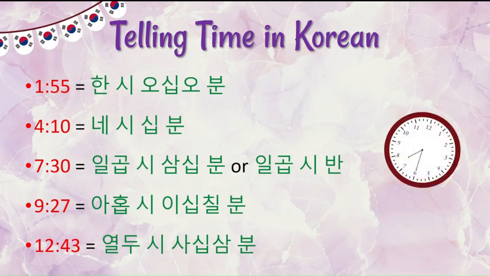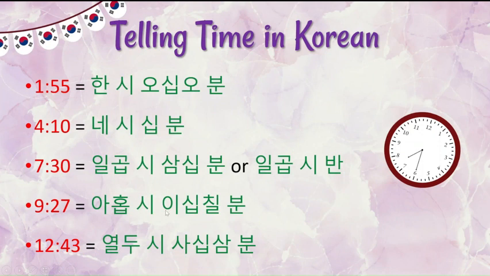Now there are two ways because 30 minutes can be expressed as 반 in Korean. Let's see. First one is 7시 30분. Okay, the very regular way. 7시 means 7 o'clock and 30 minutes is 30분. But if we are using 반 to denote 30 minutes, then it will become 7시 반.